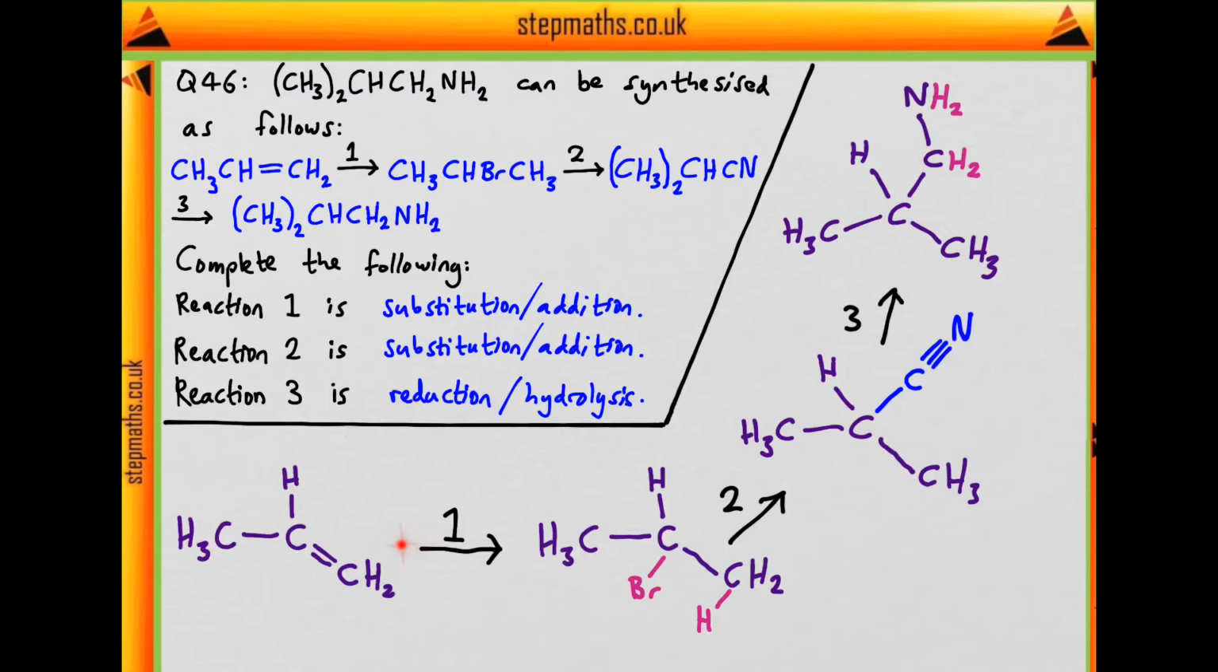So firstly, we've gone from an alkene to this bromoalkane. So what sort of reaction is this? Well, we've added 2 atoms without taking any away, which is a classic example of addition of HBr.